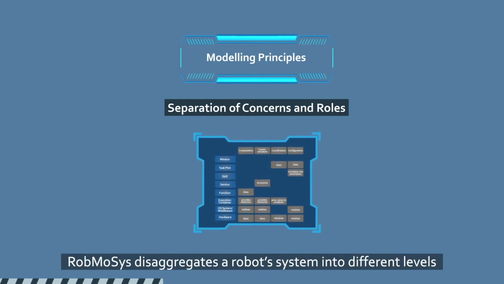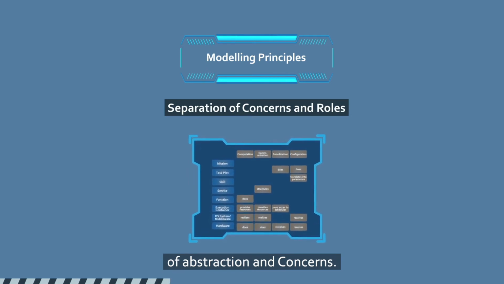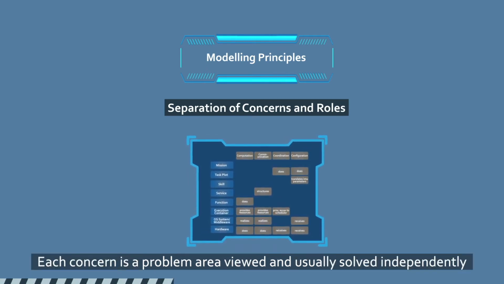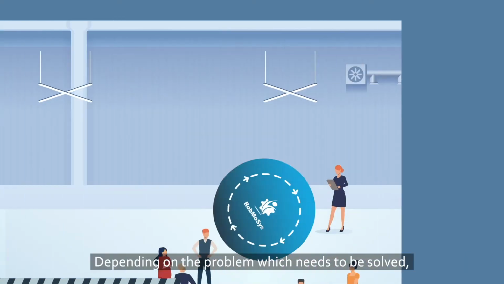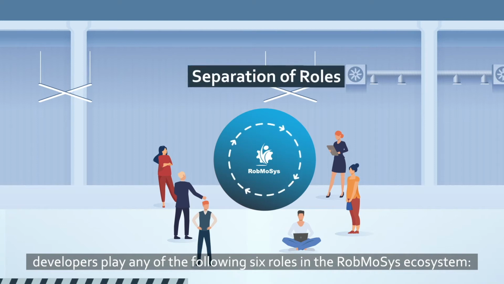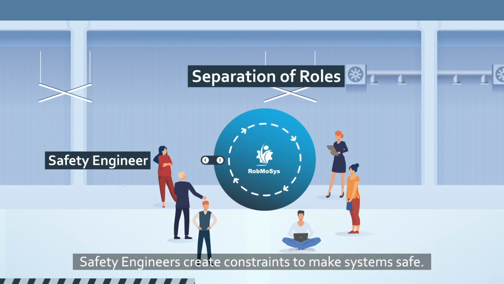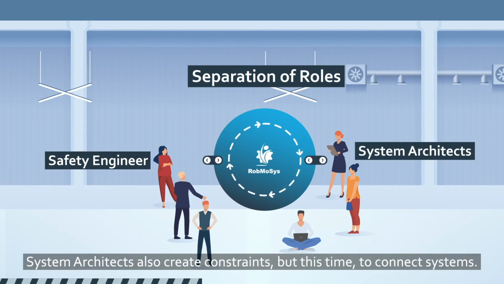RobMoSys disaggregates a robot system into different levels of abstraction and concerns. Each concern is a problem area viewed and usually solved independently from each other. Depending on the problem which needs to be solved, developers play any of the following 6 roles in the RobMoSys ecosystem. Safety engineers create constraints to make systems safe. System architects also create constraints, but this time to connect systems.